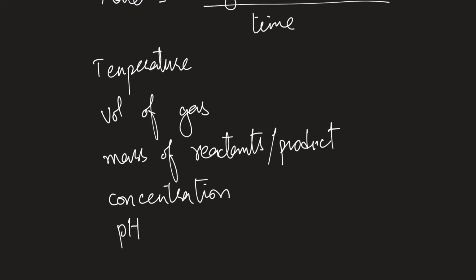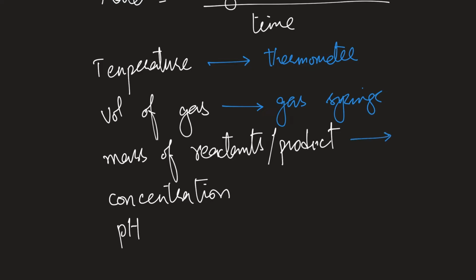So we have different instruments for measuring this. To measure the change in temperature, we use a thermometer. To measure the change in volume, we use a gas syringe. To measure the change in mass, we use a balance. For concentration and for checking pH, we can use different machines, connect them to a computer, and use different data logging techniques to figure out the change in concentration and pH. And this we study later on in A levels.